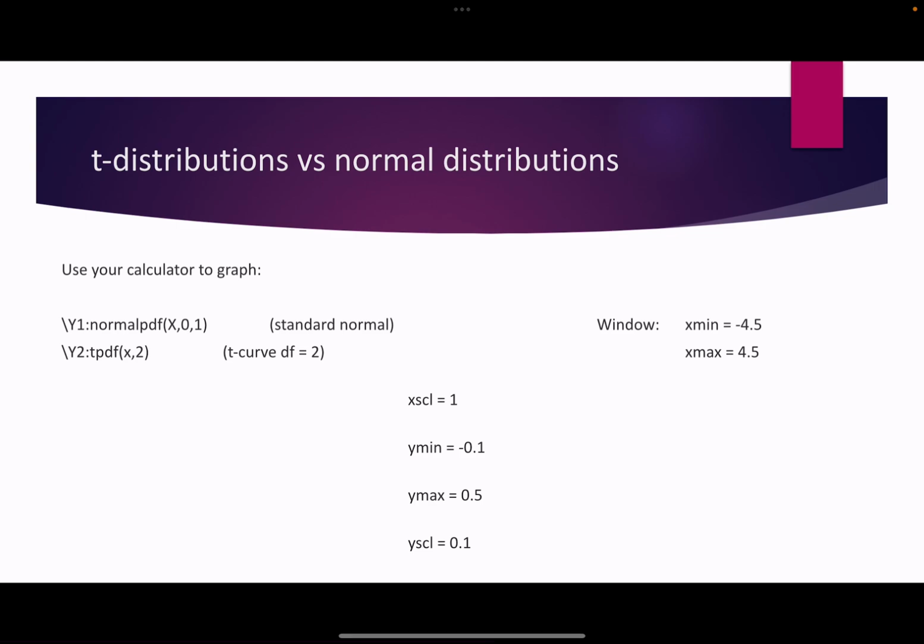So on your calculator, what we want you to do is go to Y1, put in normal PDF, and instead of the x value, we want you to use the variable x next to alpha.